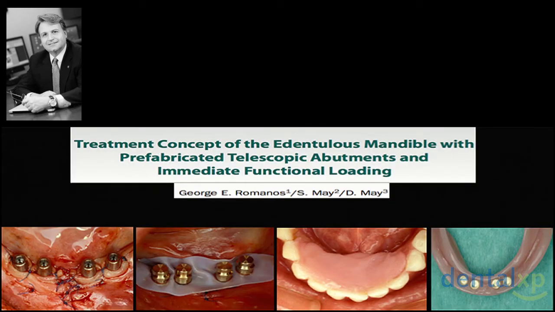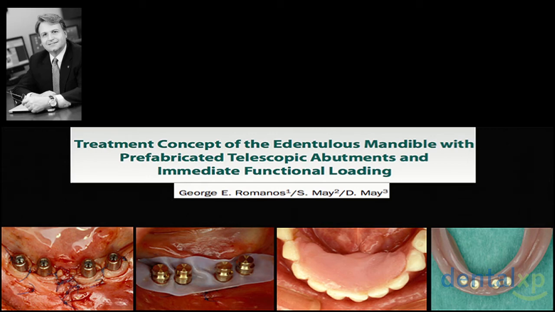Now we move to removable restorations. For people who don't know this concept, I want to make that clear. This is, folks, not an overdenture. This is a removable bridge. It means there are no flanges. The patient has the full denture.